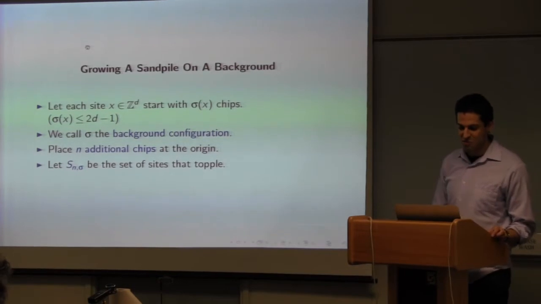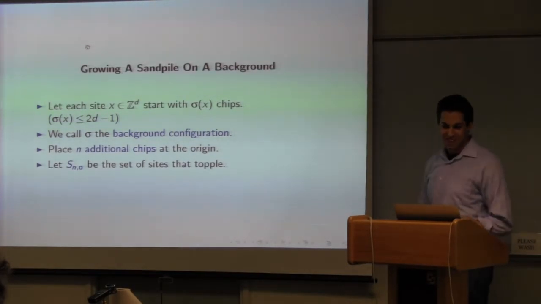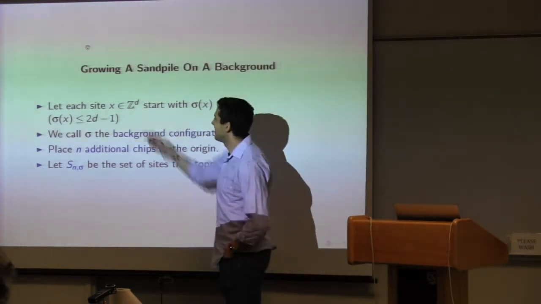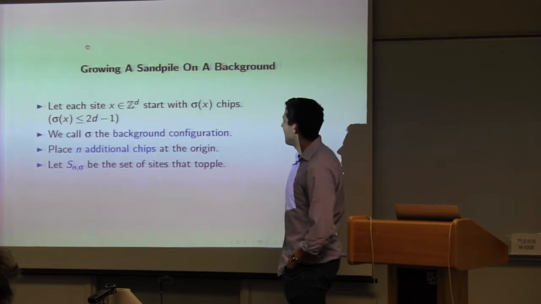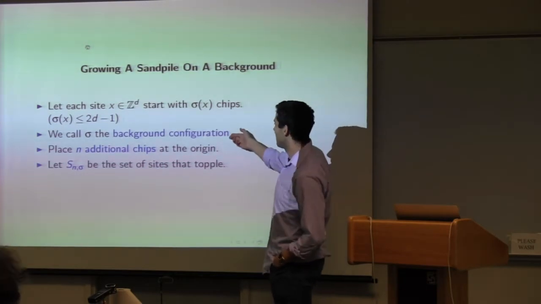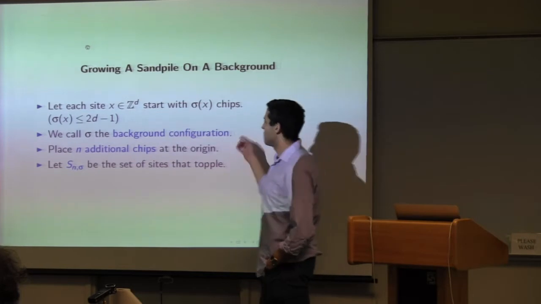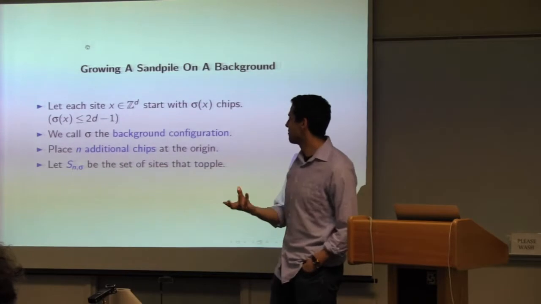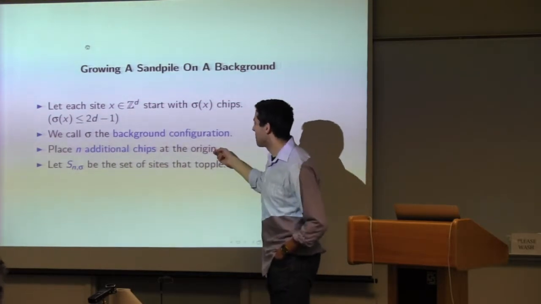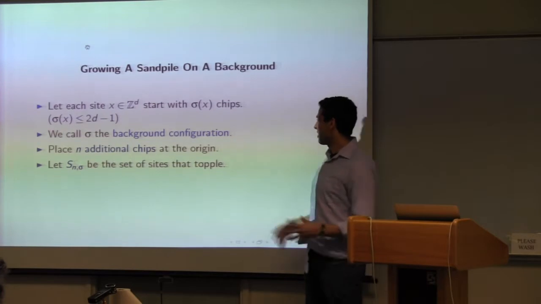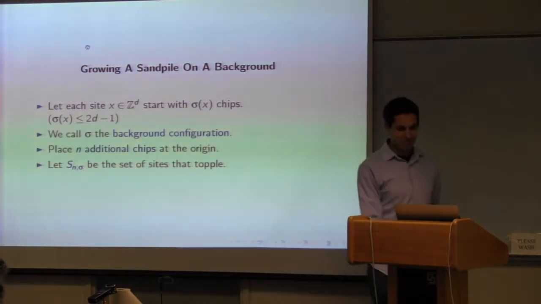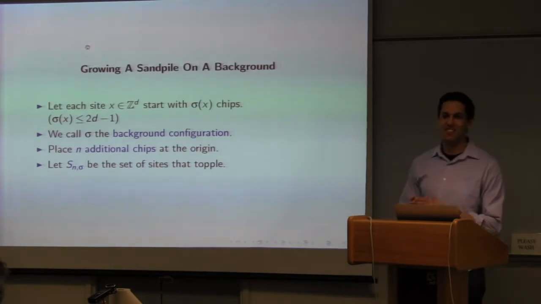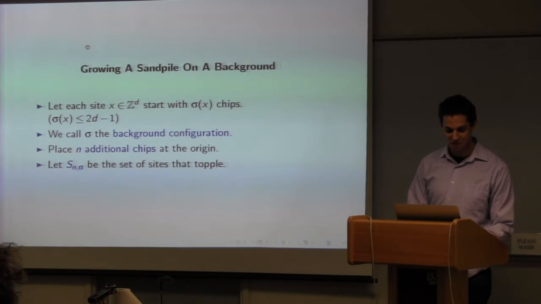Well, a kind of general experiment we could do in the square grid or in higher dimensions, so we can work in Z^d or an arbitrary dimension d. We can start with some background chips, say fewer than 2d minus 1 per site. 2d is the threshold you need to topple in d dimensions because you have 2d neighbors. And then place n more chips at the origin and look at the set of sites that topple. So we're interested in what can we say about this set? Is it finite or infinite? If it's finite, what's its diameter? What's its shape?